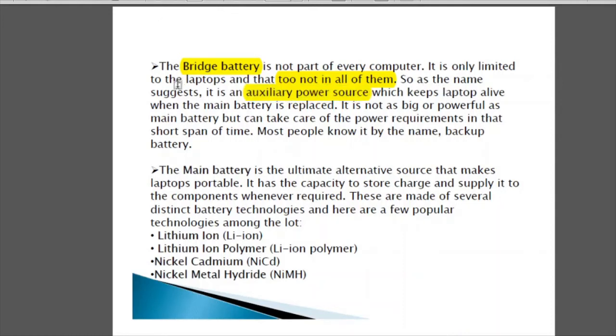Which keeps the laptop alive when the main battery is replaced. It is not as big or powerful as the main battery, but can take care of power requirements in that short span of time. Most people know it by the name of backup battery. So basically, if your laptop's main battery gets, मतलब खराब हो जाती है, right? और you go to your engineer and get it replaced or checked. So the computer cannot run on its own without a battery. It needs power supply. So this bridge battery works here.